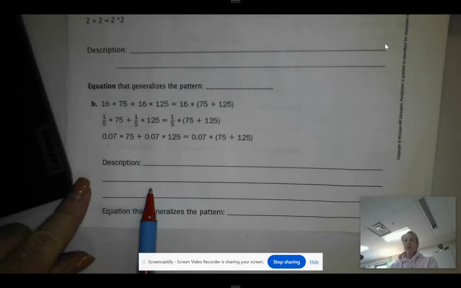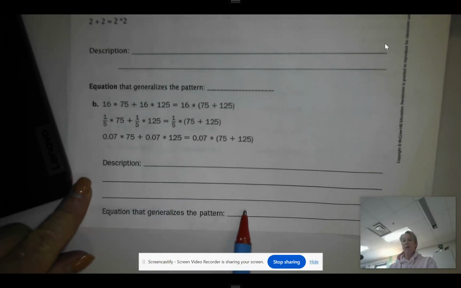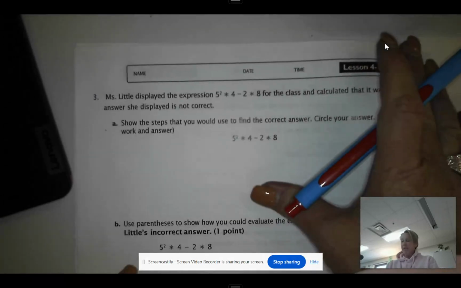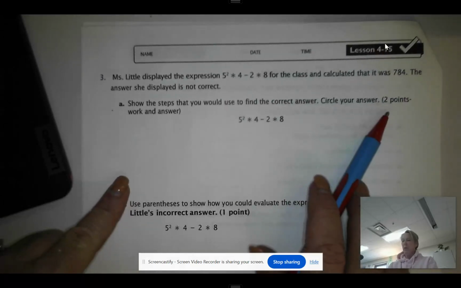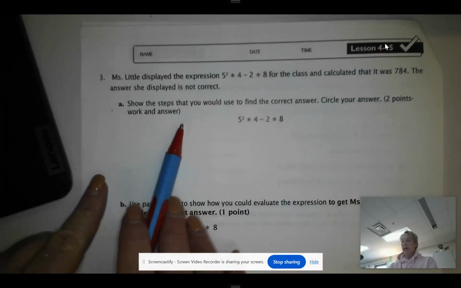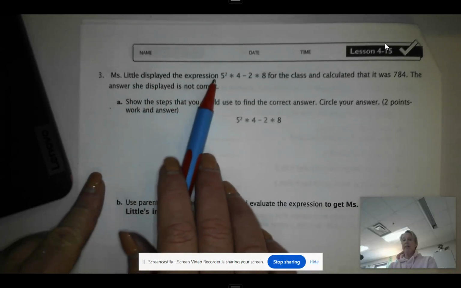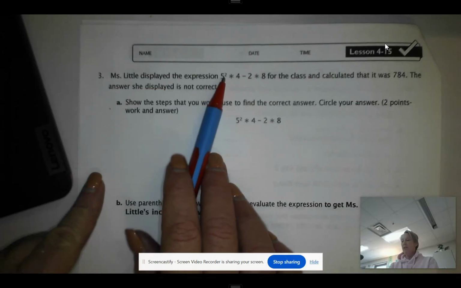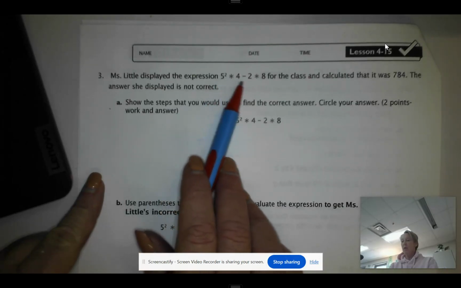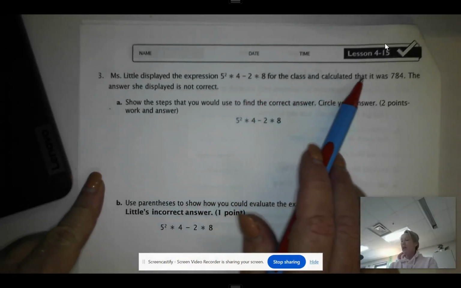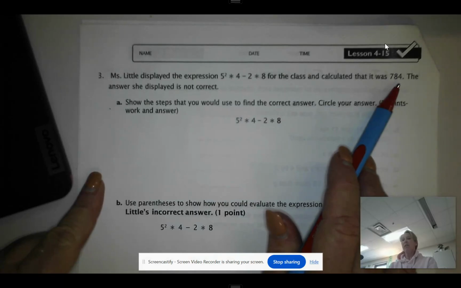Write your description in words and the equation that generalizes the pattern. Pause. Number 3 is worth 2 points, showing your work and your answer for section A. Ms. Little displayed this expression, 5 to the power of 2 times 4 minus 2 times 8 for the class and calculated that it was 784.